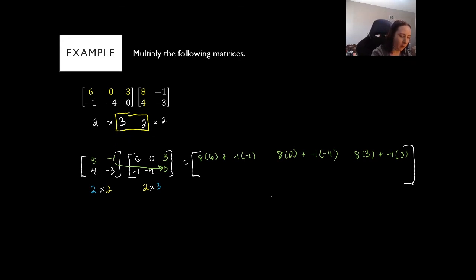So that is the first row, and now we're done with the first row. So I'm going to try to erase my highlighting. And now we've got the second row. So that's going to involve 4 and -3. Now we start over with the first column.